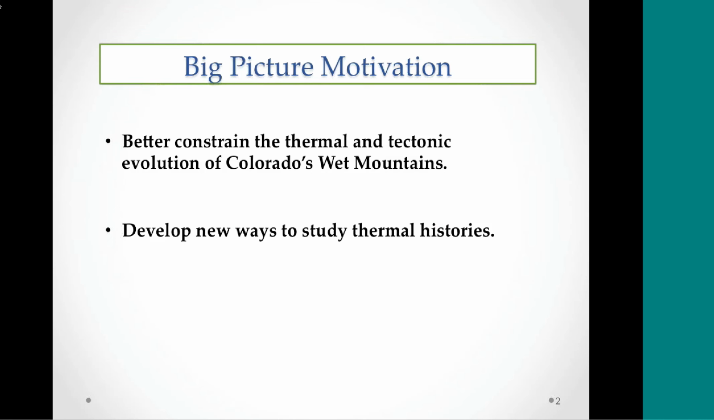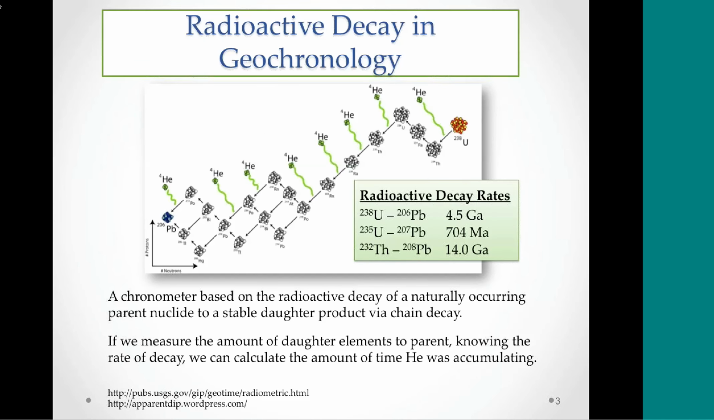So what we're trying to do is to better constrain the thermal history of Colorado's Wet Mountains and also develop new ways to study those thermal histories. The way that we do this is by the use of radioactive decay, measuring that helium ejection. This is a graphical representation of uranium to lead radioactive decay. You can see over time you have helium that's being ejected during each of those steps of that decay. And so we measure that helium amount, and we can study the thermal history of that unit.